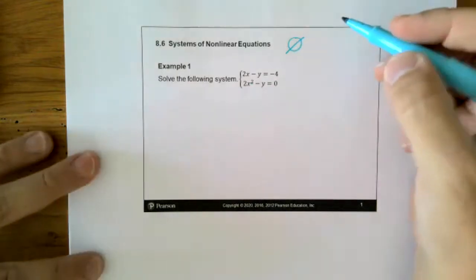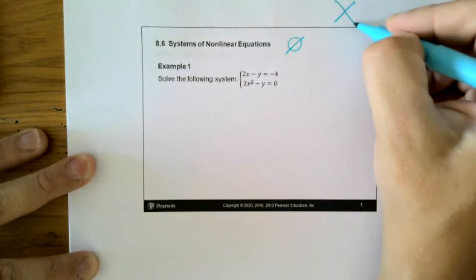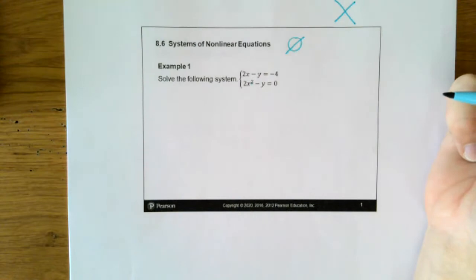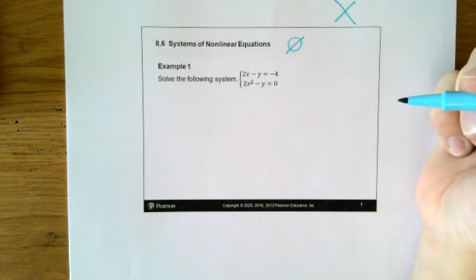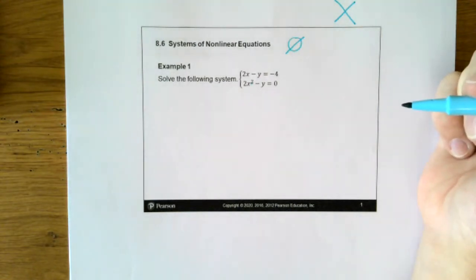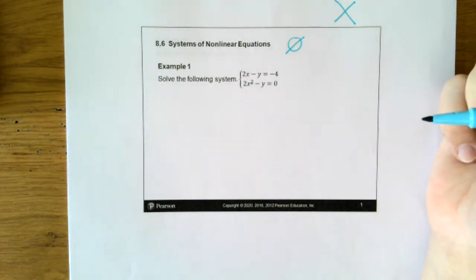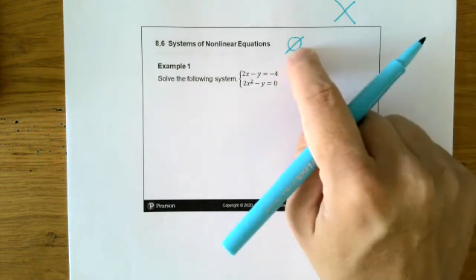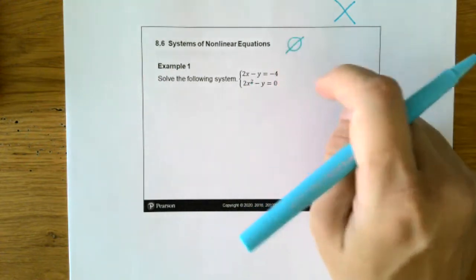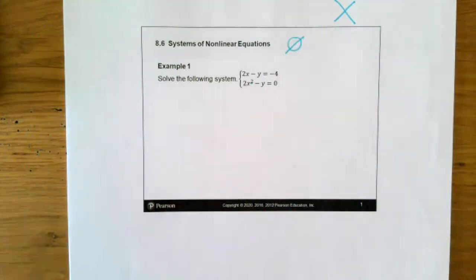So if they're just linear, there can only be one solution, infinite solutions, or 0 solutions. There can't be 2, right? Because it's just 2 straight lines. They can only cross once. But if one of them curves, or if both of them curve, you might get more than one answer. So that's the difference.